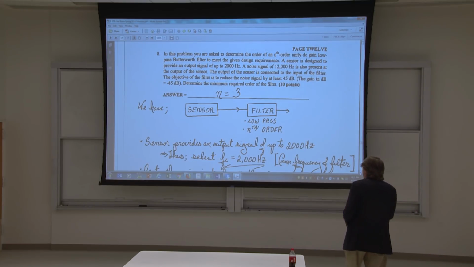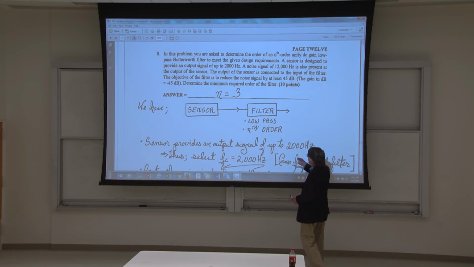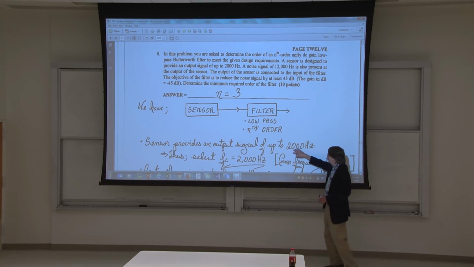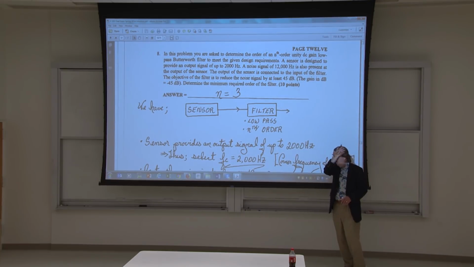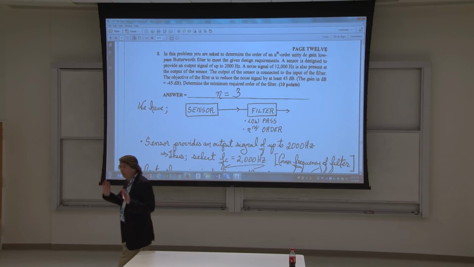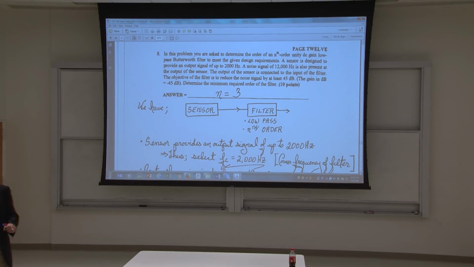We have a sensor connected to a filter. The filter is low-pass Butterworth, which means we're going to use a certain formula on the formula sheet. And it's nth order. That's the unknown. Okay. Now, what are we told? The sensor provides an output signal of up to 2,000 hertz. We should pick a number a little higher than 2,000, but for this problem, let's pick 2,000. So we pick the corner frequency of the filter to be 2,000 hertz.